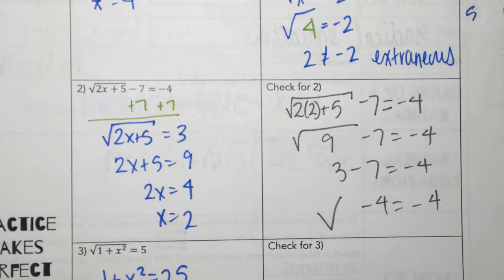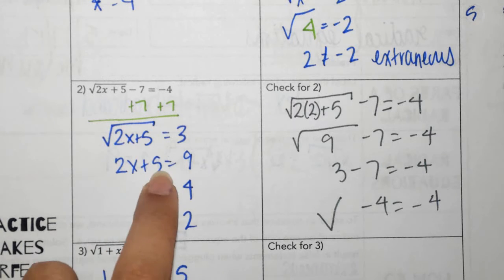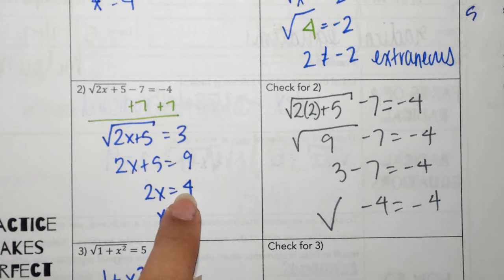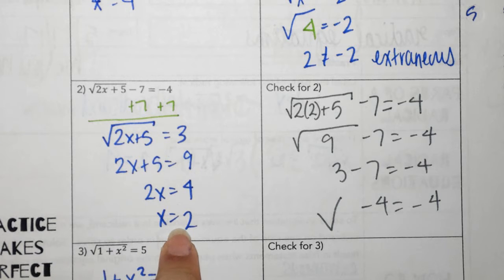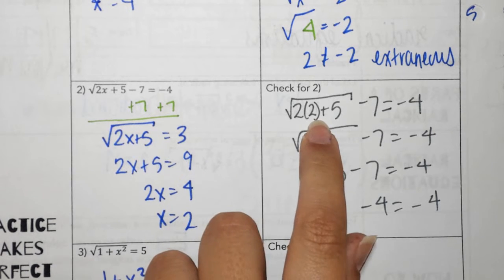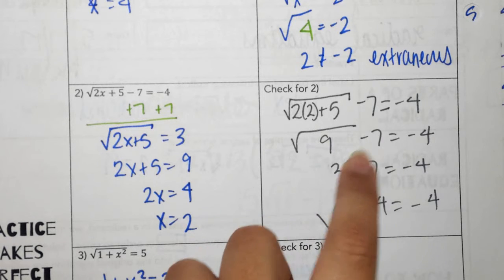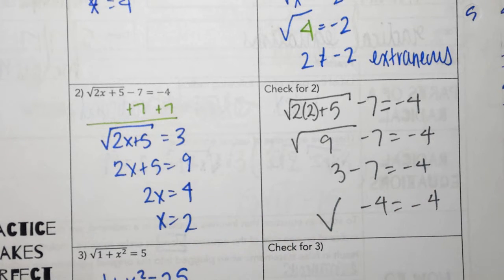I got it. Alright, on number 2, you add 7 to both sides, and you get the square root of 2x plus 5 equals 3. And then you square both sides, and you get 2x plus 5 equals 9. Subtract 5, you get 2x equals 4. Divide by 2, x equals 2. So when I plug that back in, 2 times 2 is 4, 4 plus 5 is 9, the square root of 9 minus 7 is 3 minus 7, which equals negative 4.